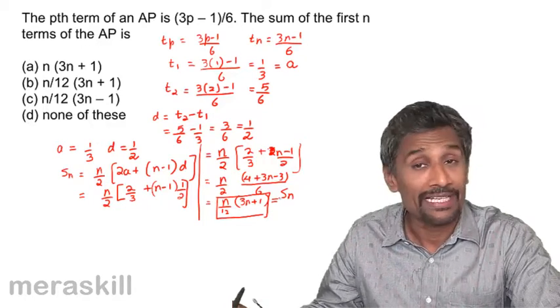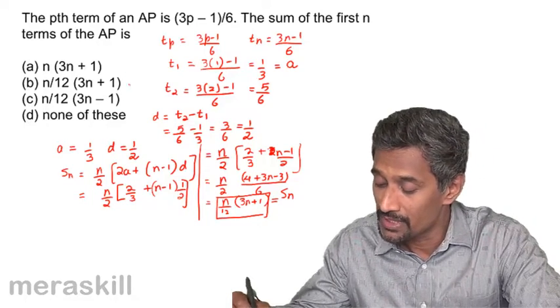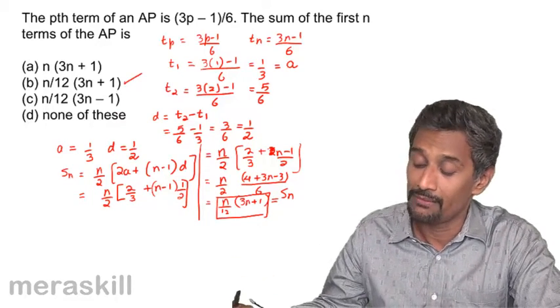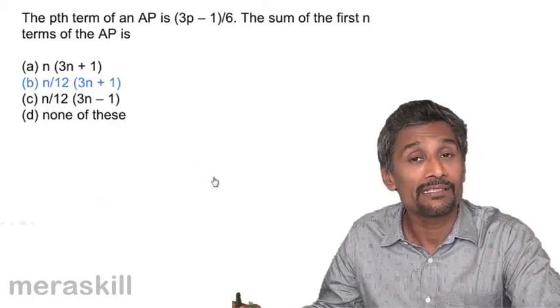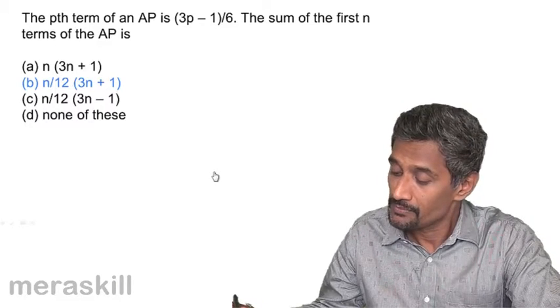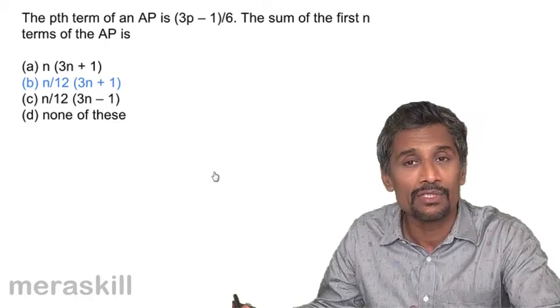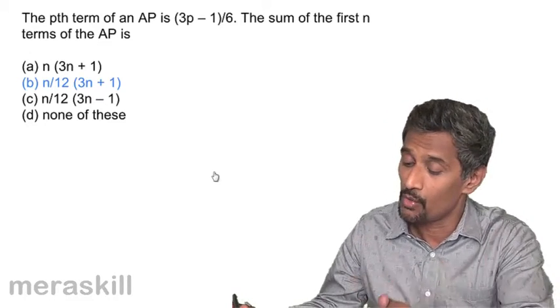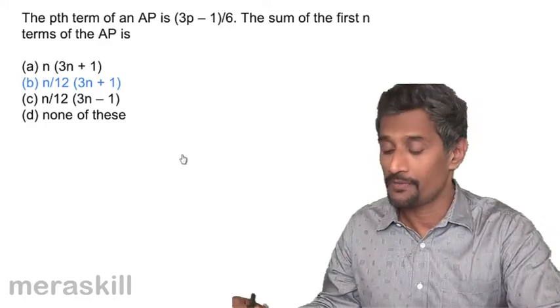So the correct option is (3n plus 1) into n by 12. Do we have it over here? Yes, this is what we have, n by 12 into (3n plus 1), which is our right option. And yes, it does tally with what we have got. So that's how we can solve these. We did cases wherein Sn was known and we had to find out Tn. Now we took up a case wherein Tn is known, and hence from that we find out Sn.